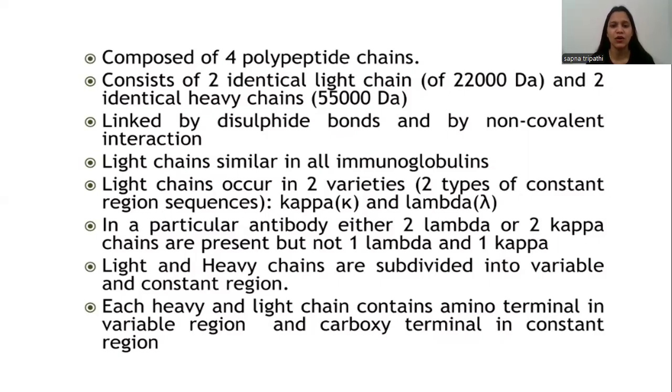Light chains are similar in all immunoglobulins. Light chains occur in two varieties, with two types of constant region sequence, kappa and lambda. In a particular antibody, either 2 lambda or 2 kappa chains are present, but not 1 lambda and 1 kappa. Light and heavy chains are subdivided into variable and constant regions. Each heavy and light chain contains the amino terminal in the variable region and the carboxy terminal in the constant region.